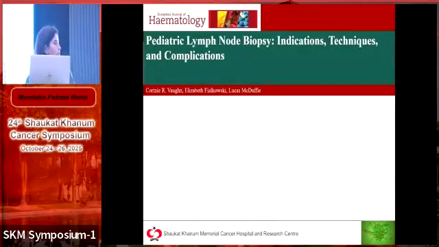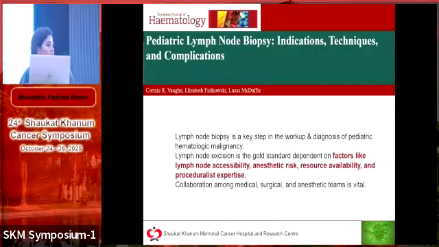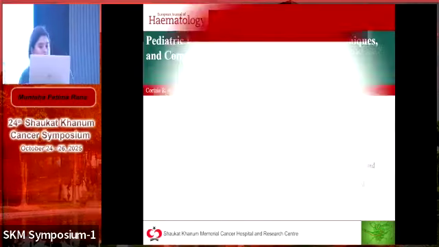I am going to highlight the importance of the process the children have to go through when they undergo biopsy. There are multiple factors that are involved, like lymph node accessibility, anesthesia risk, resource availability, and the expertise of the person who is performing the procedure. So, in my opinion, bone marrow biopsy should only be considered in those pediatric patients where the PET is indeterminate or inconclusive, because it's a hectic process to go through, and doing it multiple times is a challenge.